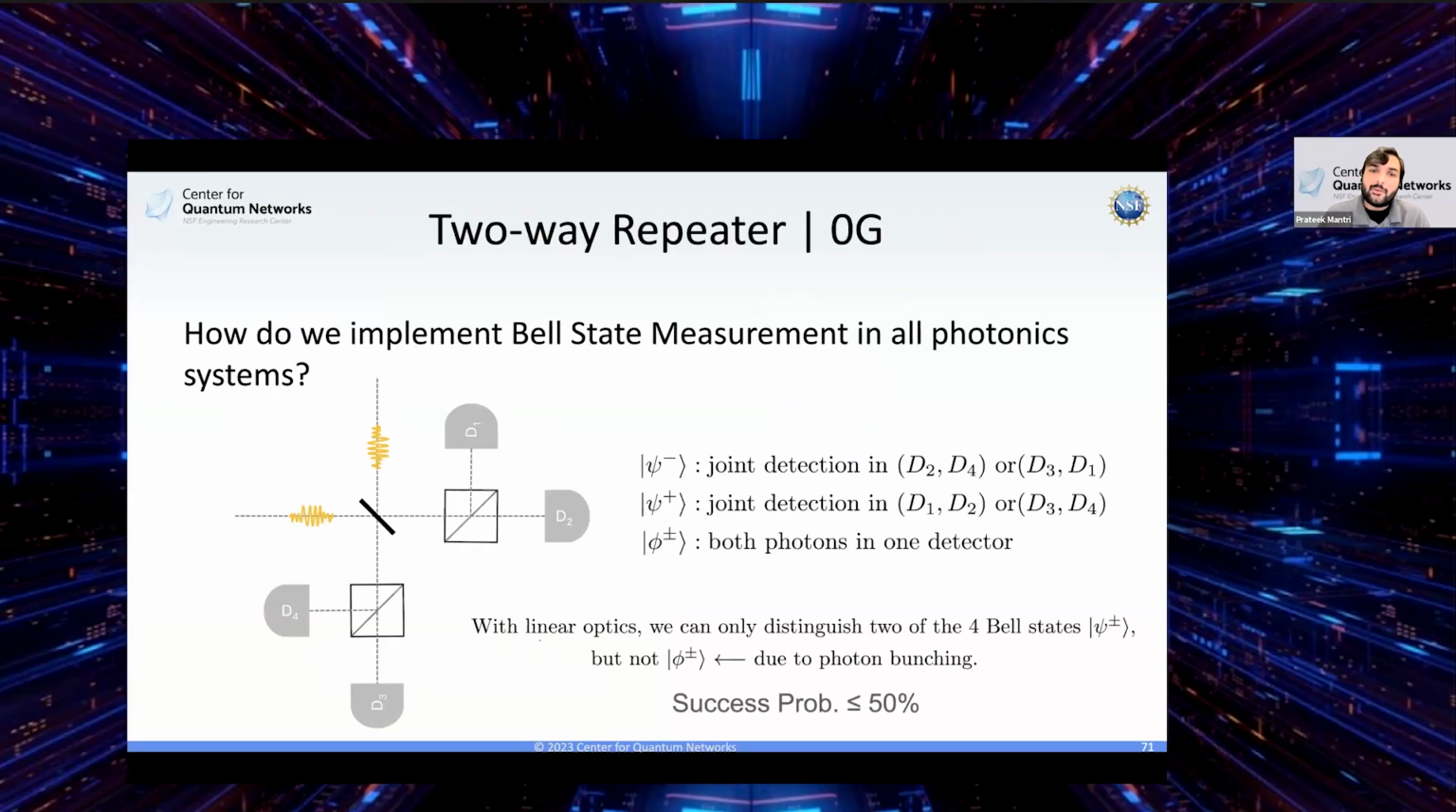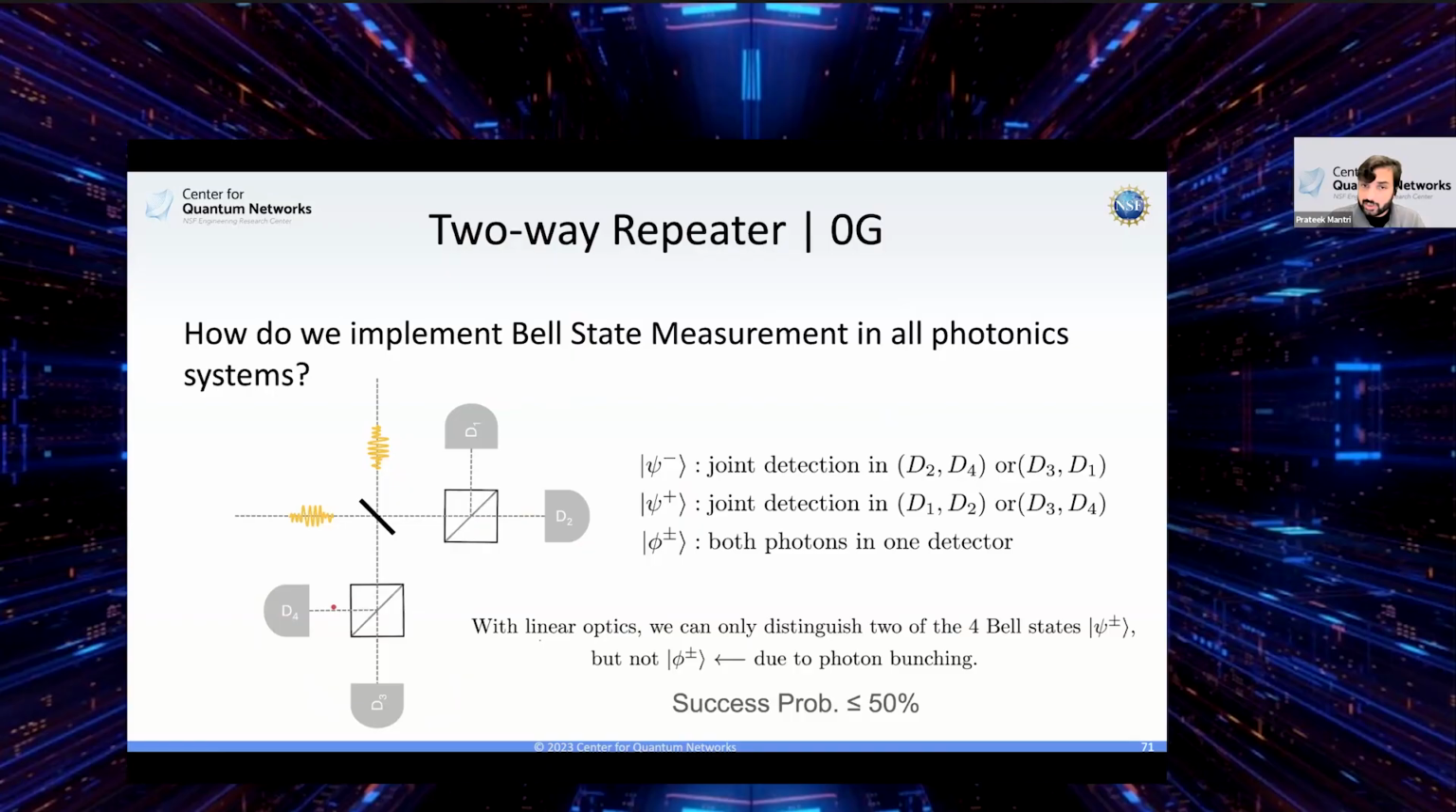Now, let's try to implement a Bell state measurement in an all photonic scheme. So you have these two photons incoming, and then we have this wave plate, and we are sending it to these polarizing beam splitters that we saw earlier. If we have a detection event in exactly one of these photodiodes, we get the state psi minus. So either in D2, D4 or D3, D1.